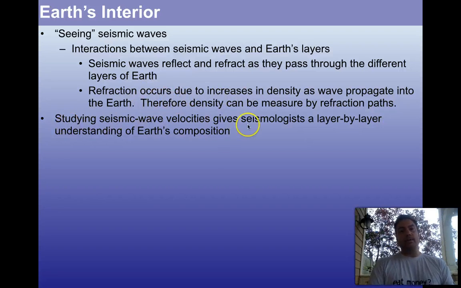Studying seismic wave velocities gives seismologists a layer-by-layer understanding of the Earth's composition. It's not a complete understanding, but it's something, right? Because we can't actually go into the mantle to get samples. It's very difficult to get samples from the mantle. Sometimes volcanoes will generously hand us a sample, but it's not too often.